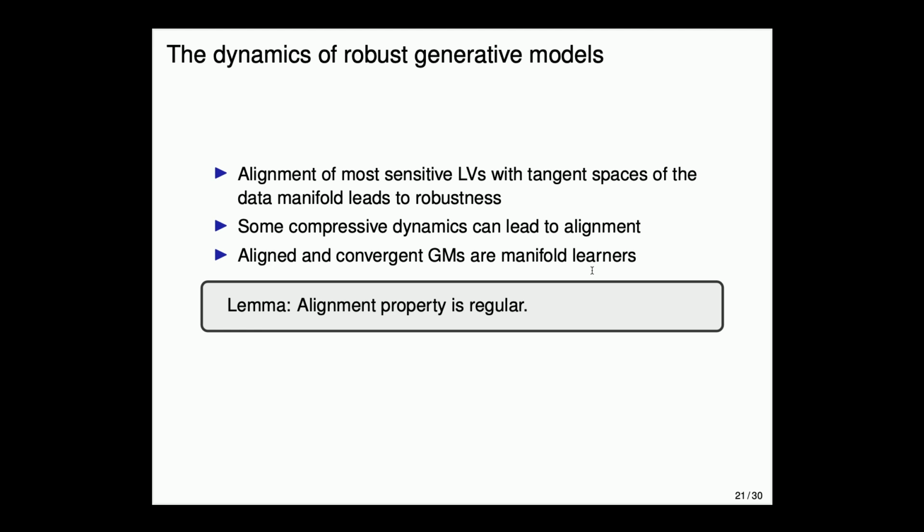And lastly, whenever we describe a property, we want to know, does it hold under perturbations? What is the regularity of the property itself? This is saying that if your generative model has the alignment property, perturbations of the generative model retain the alignment property.